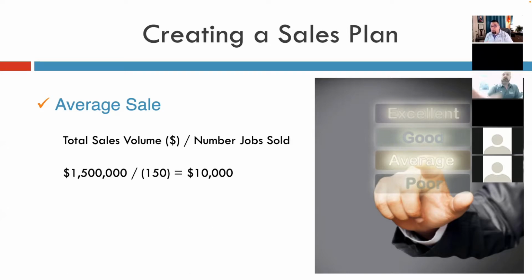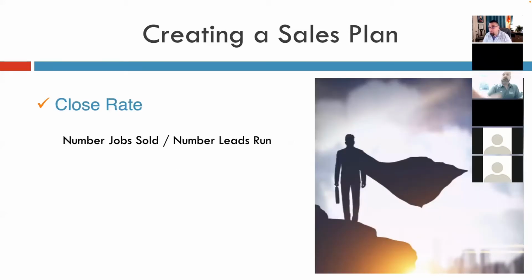So as an example here, if my goal was $1.5 million and I sold 150 jobs last year, easy math, right? Trying to keep it zeros here. Then my average sale was $10,000. Really, really easy. Let me ask it, do you think this is good? $10,000 may be good. Depends on what your goal was. Depends on probably what your close rate was, right?